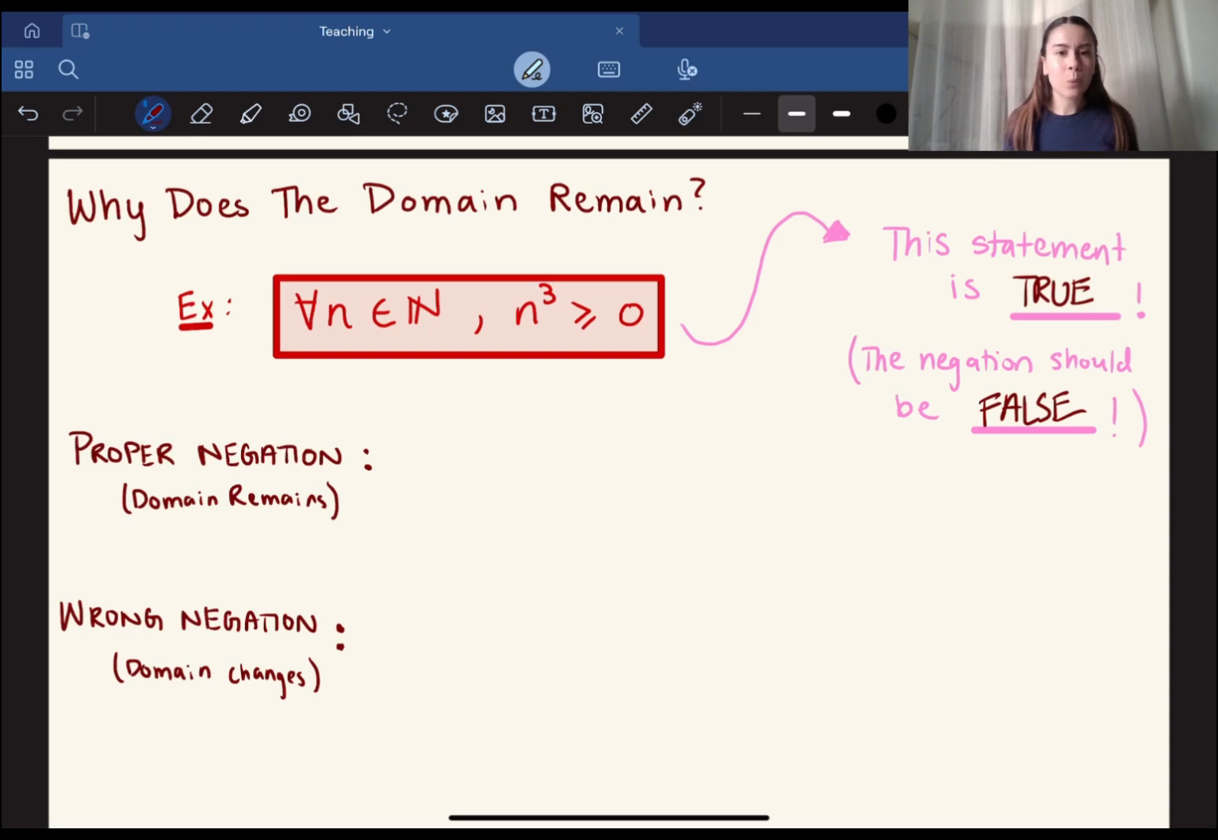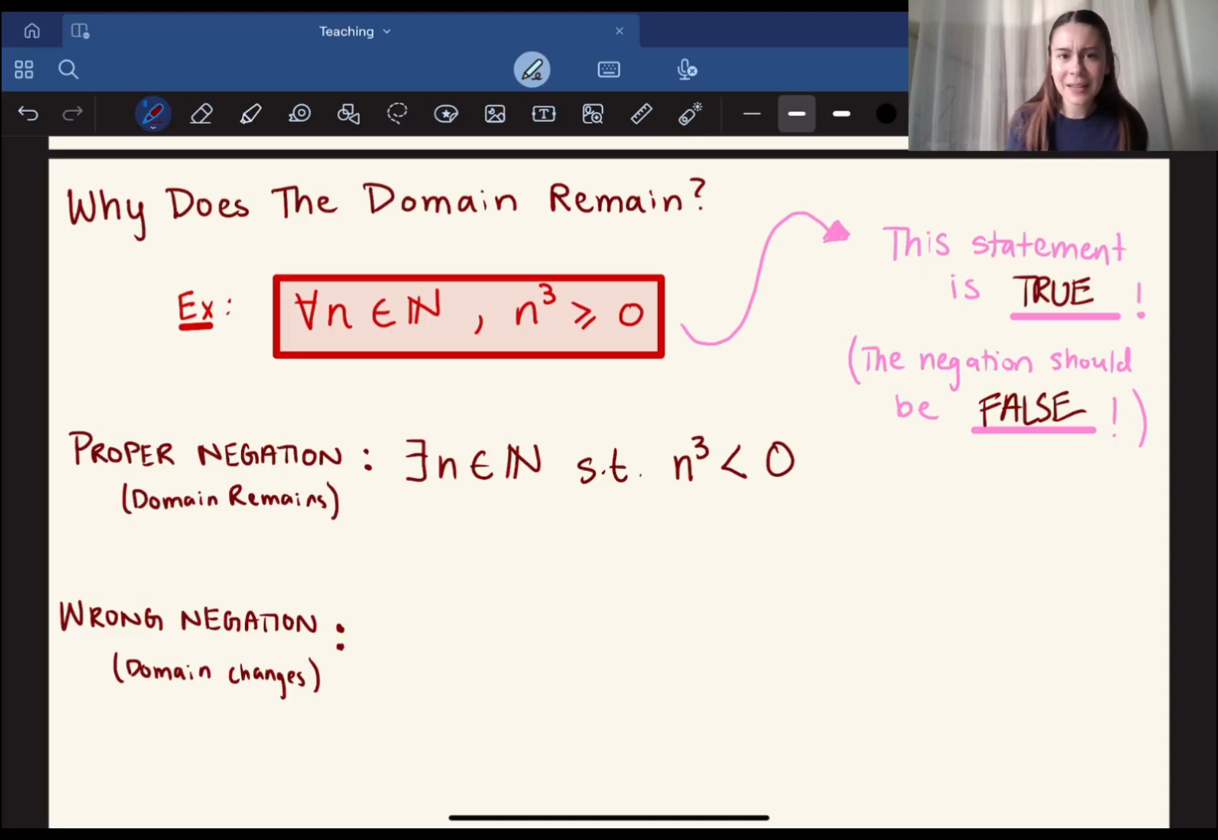Well, let's take a look at one example where we negate this statement properly, and it should be false, and another example where we actually change the domain, so we negate it improperly. And let's see what happens. First of all, the proper negation would be, instead of for all natural numbers n, there exists a natural number n. The domain remains unchanged. So there exists a natural number n such that n cubed is strictly less than 0.